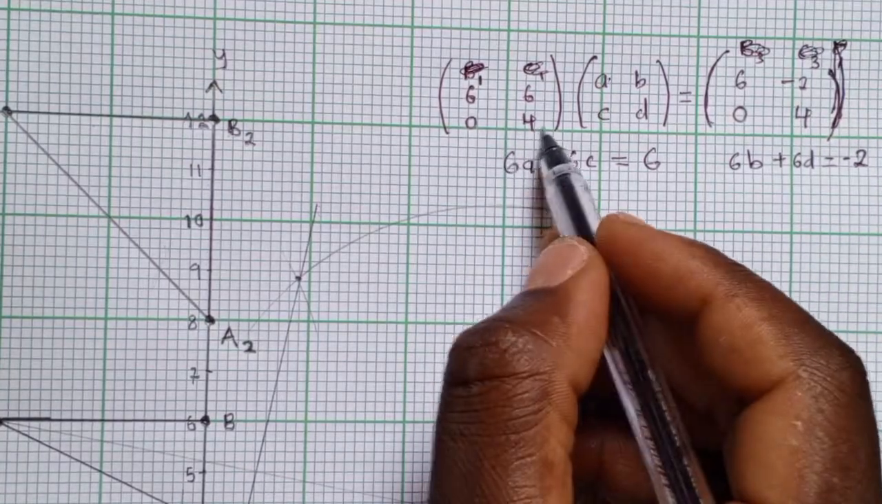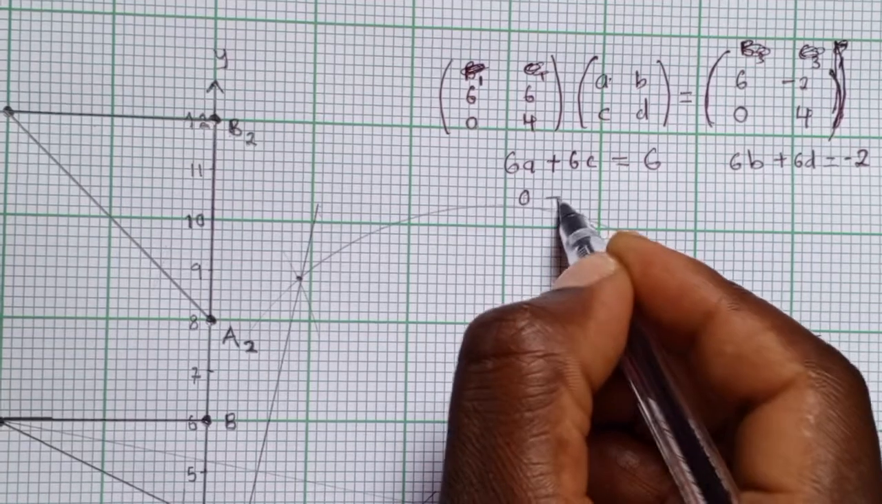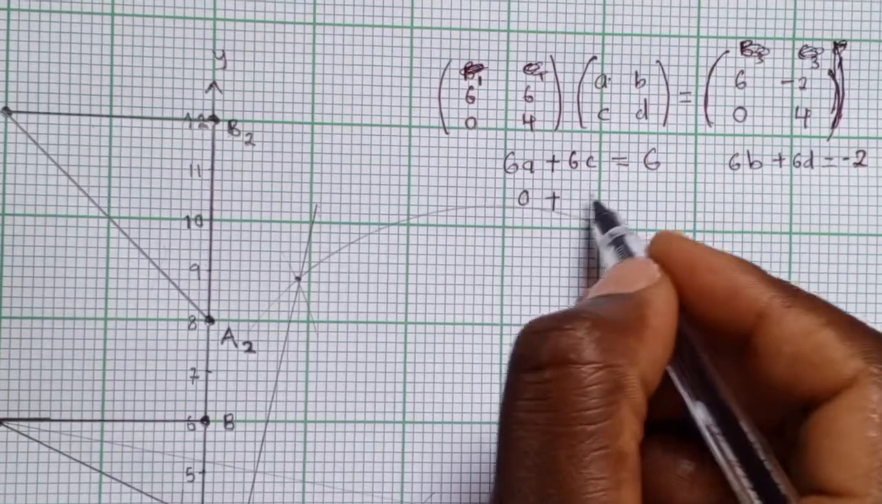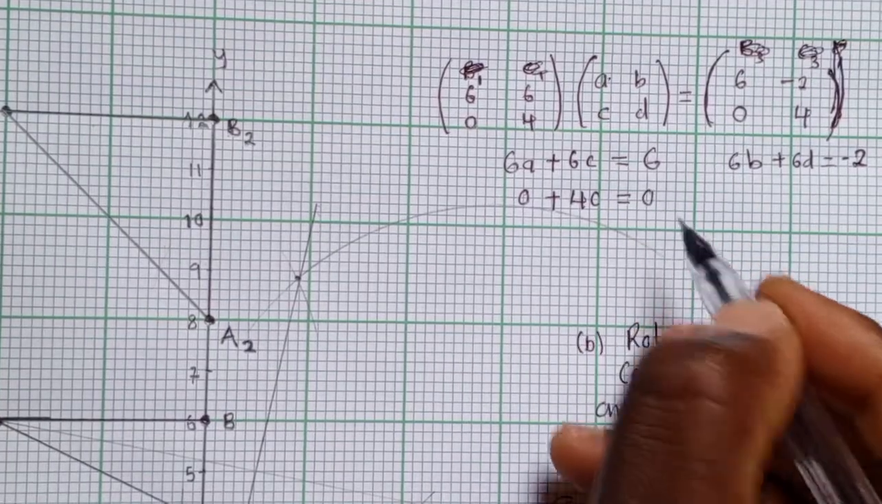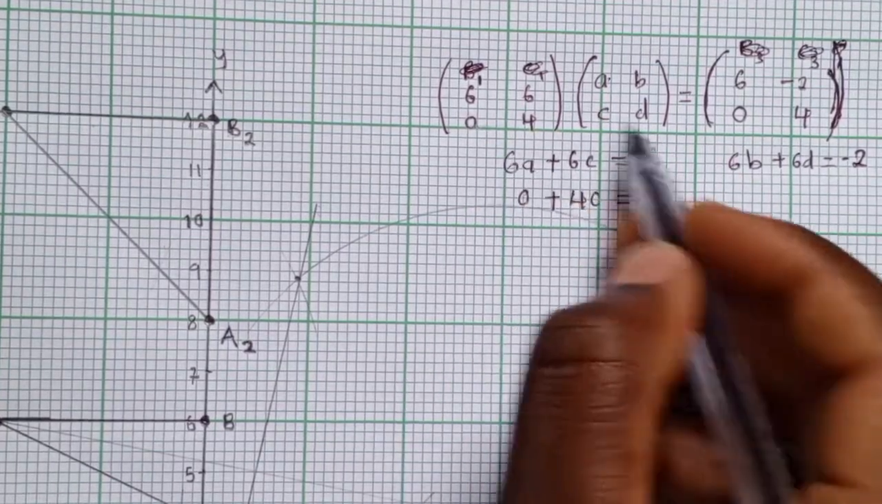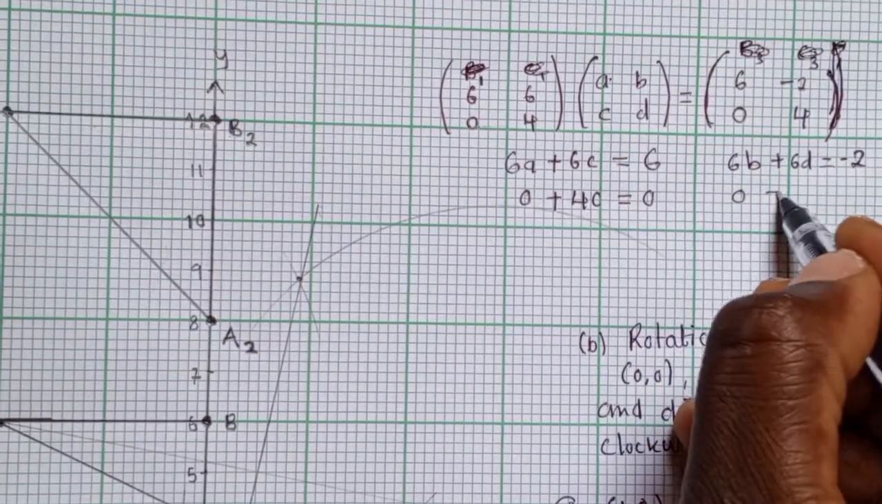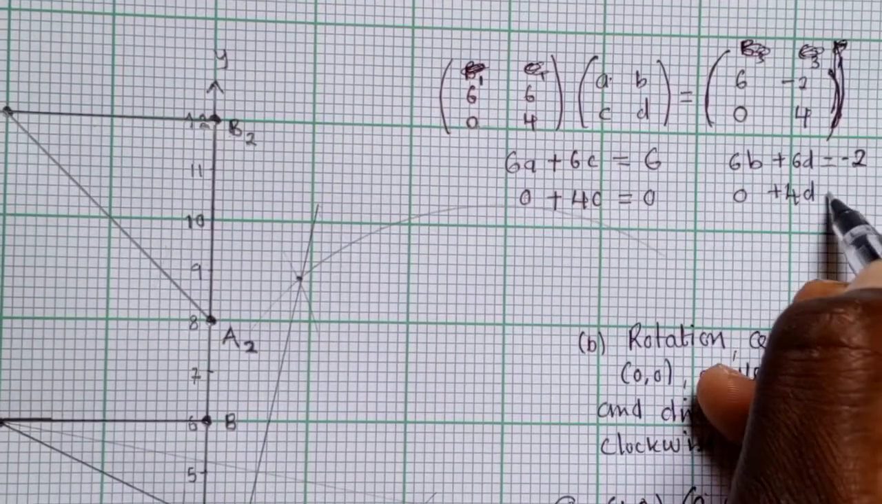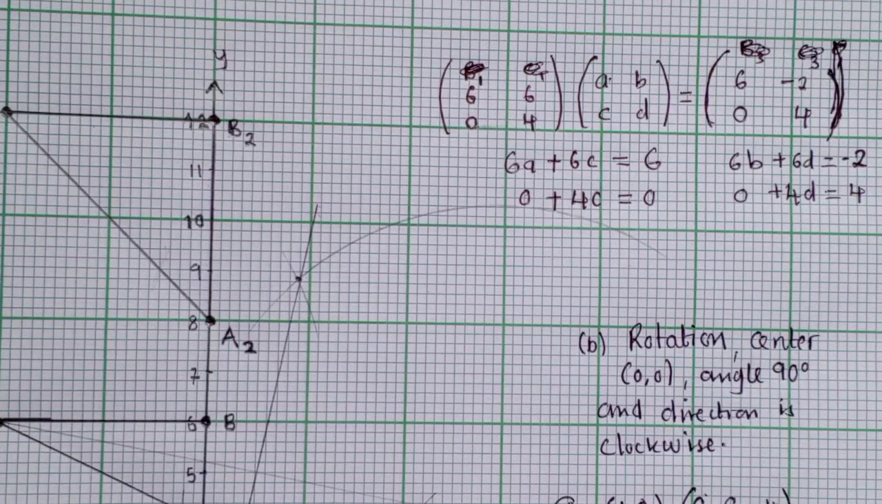We now come to this, multiplied by this, it will give us 0 here plus this one 4C, which is equal to what? A 0. We come to this and this, when we multiply this by this, it's a 0 plus this times this, it will give us a 4D, which is equal to what? To a 4. I guess you know how to multiply matrices, okay?